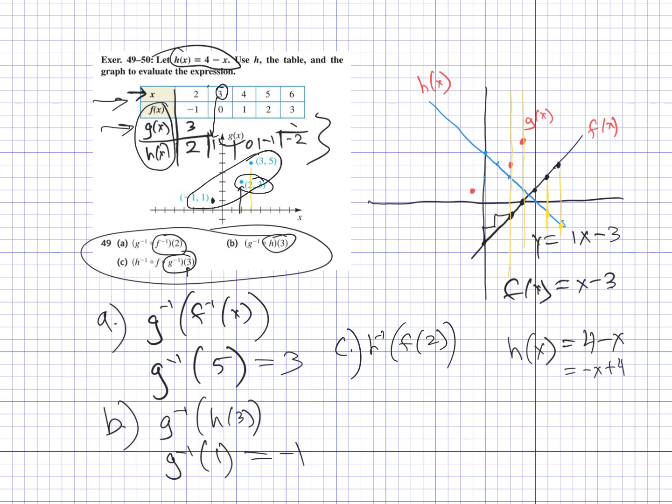Now we're taking f of 2. So now, that's a normal function, f of 2. When x is 2, go up to 2. X is 2 right here. So what's the f function when x is 2? That would be negative 1. So now what is h of negative 1? Not h of negative 1, the inverse of negative 1, meaning when y is negative 1 on the h function, which is right there. So when y is negative 1, we get 5 for our answer.